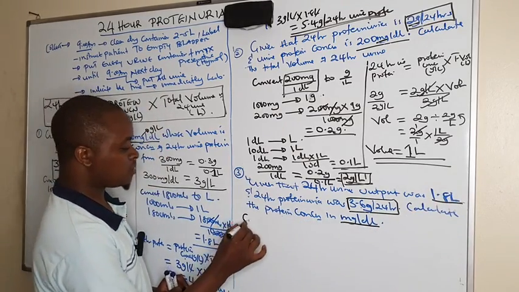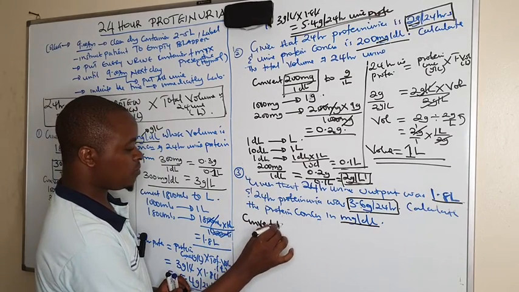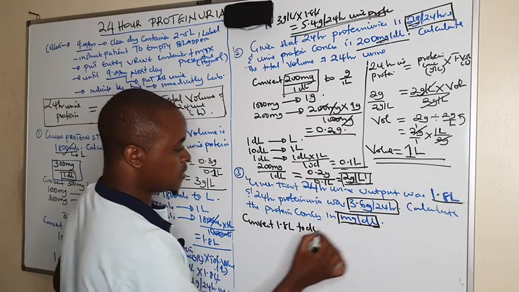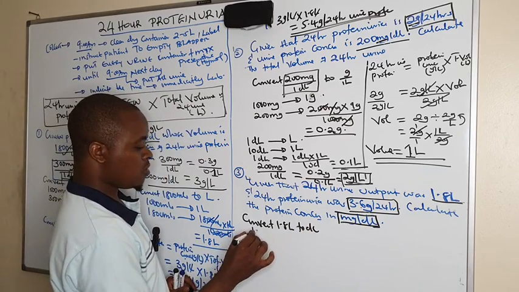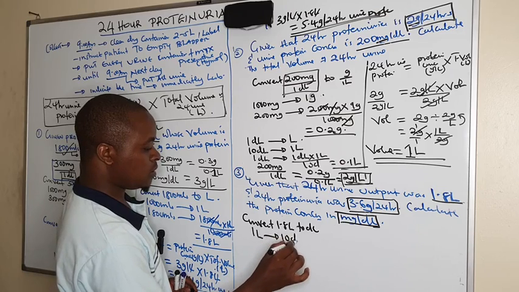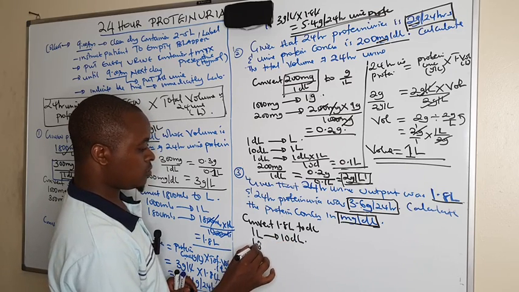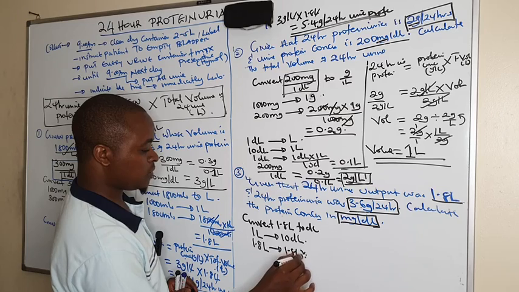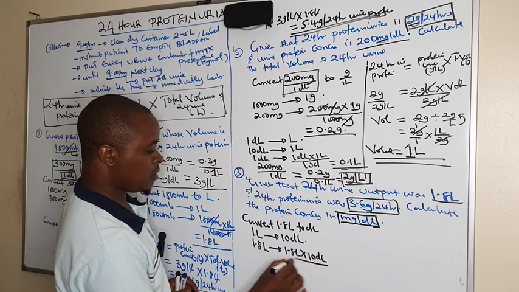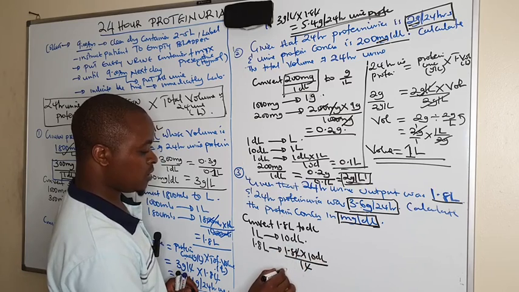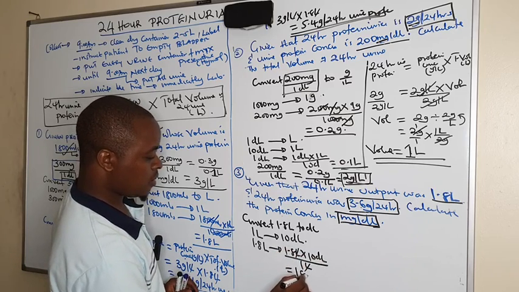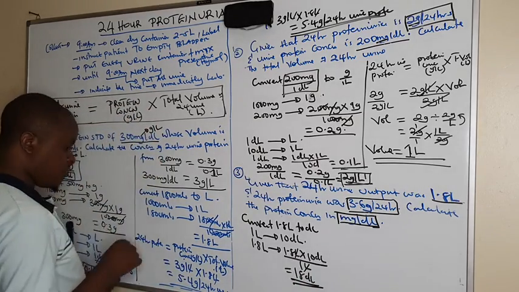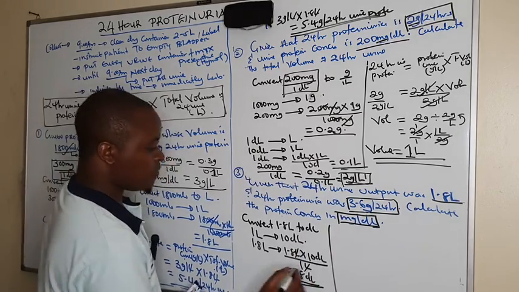So the first thing is to convert 1.8 liters to deciliters, because the question dictates the units. 1 liter is equivalent to 10 deciliters. What about 1.8 liters? We get 1.8 liters times 10 deciliters over 1 liter. Liter goes with liter, and we remain with 18 deciliters.